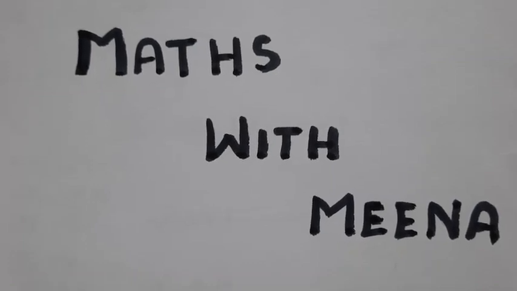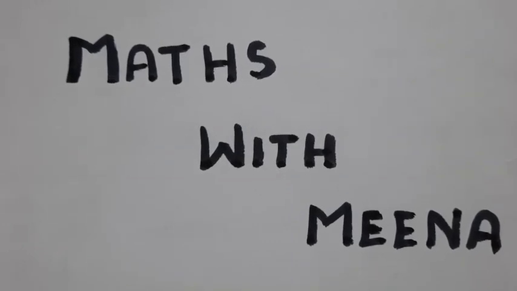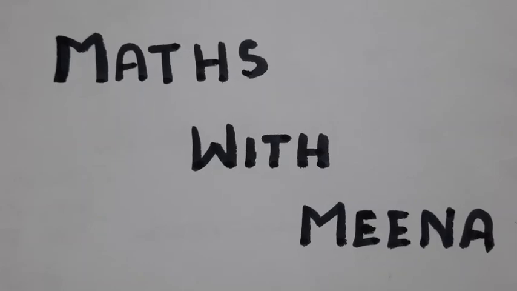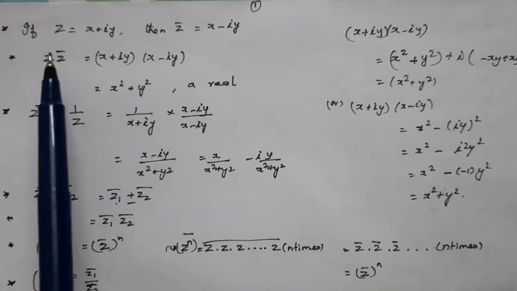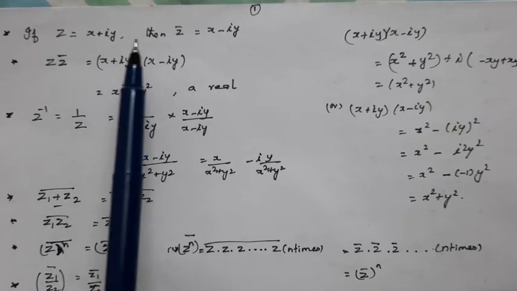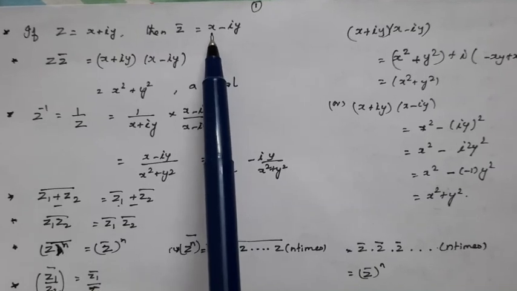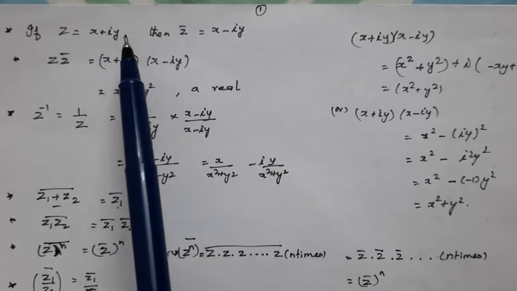Having learned the concept and the properties of conjugate in the last session, let us see the example and exercise problems in this session. Let us recall the concepts of conjugate. If z is equal to x plus iy, then its conjugate is denoted by z bar and it is given by x minus iy. That is, changing the sign of the imaginary part alone.